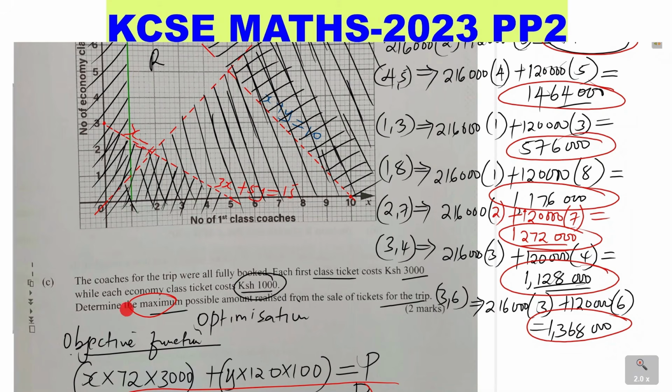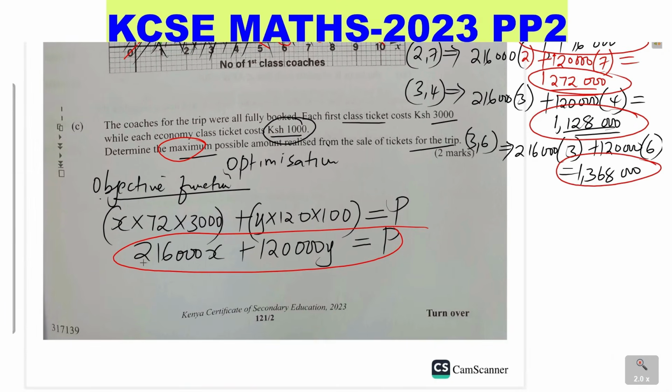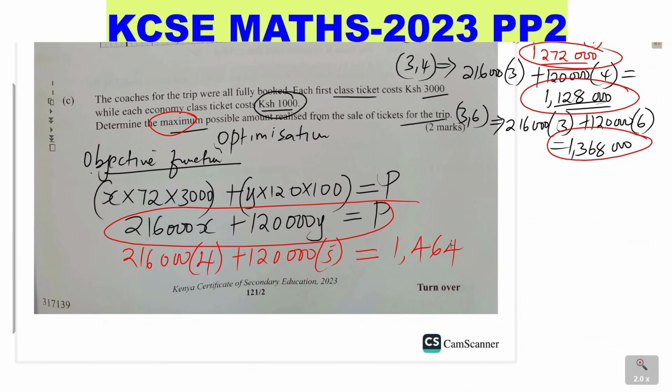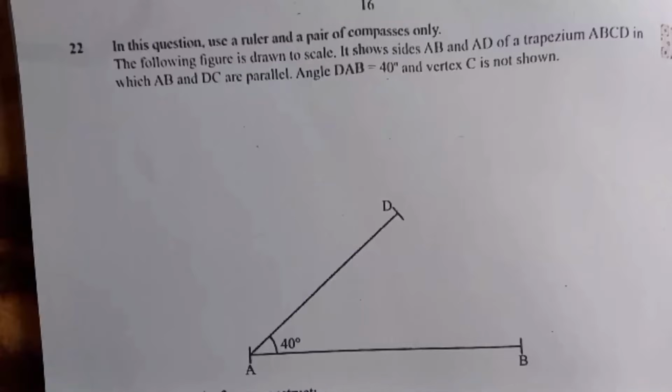So you're supposed to determine the maximum possible amount realized, and that is what you should do. You simply take 216,000 times 4 plus 120,000 times 5, and this gives 1,464,000. That is how you get the maximum amount. That one is given by (4, 5).